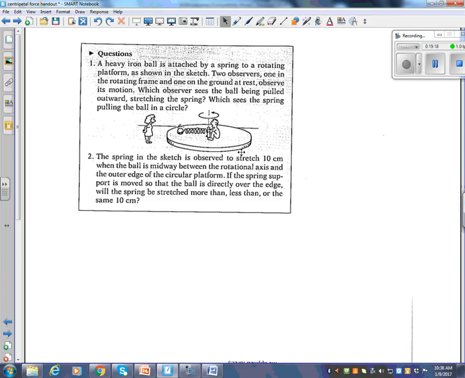Two observers, one in the rotating frame and one on the ground at rest, observe its motion. Which observer sees the ball being pulled outward, stretching the spring, and which one sees the spring pulling the ball in a circle? So they've got a male in the center, and a female outside. Which one, the man or the woman, sees the ball being pulled outward, stretching the spring?